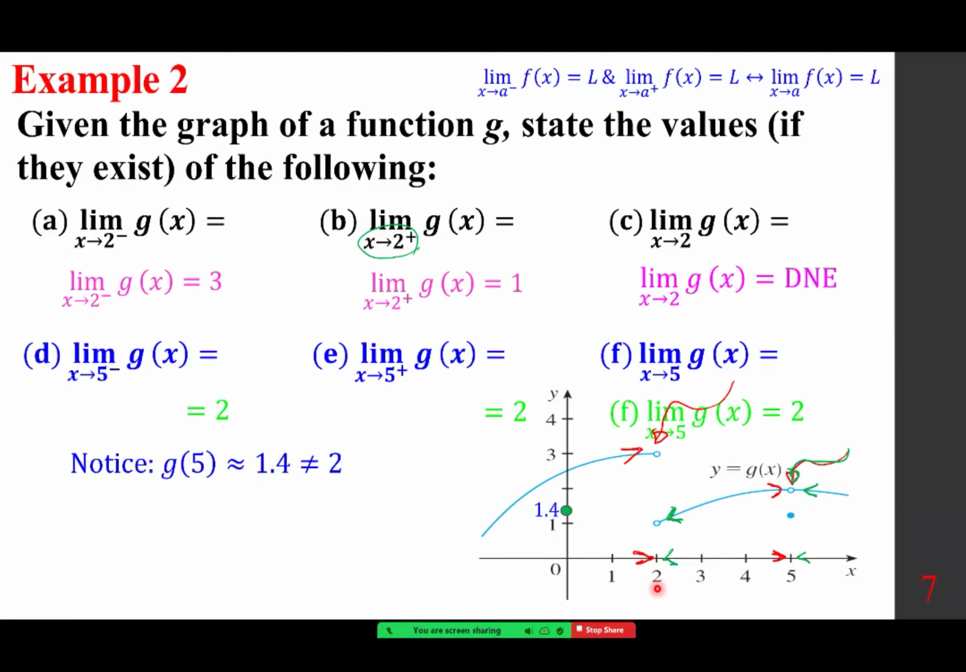The difference is, and we will discuss that further later on. At x equals 2, we have a jump. We can't do anything about it. But at x equals 5, if we redefine the function because there is a hole, we can fix it. Also, what is g of 2? At 2, I'm looking for a solid point. I don't find any. And therefore, it's undefined.